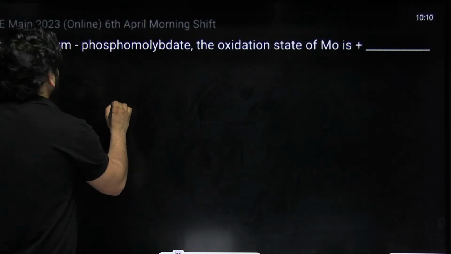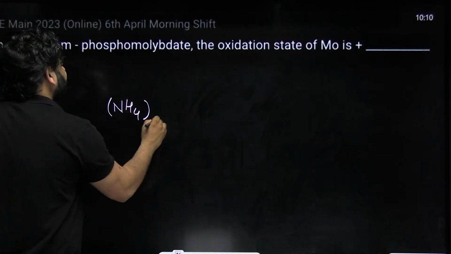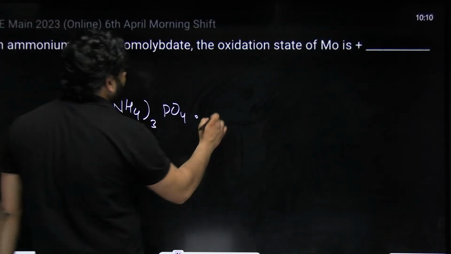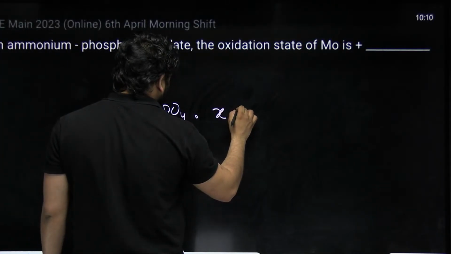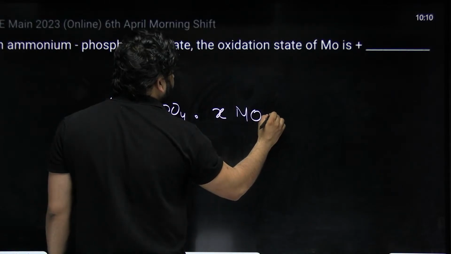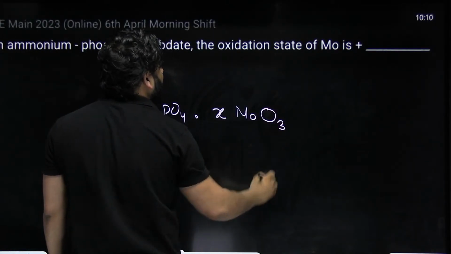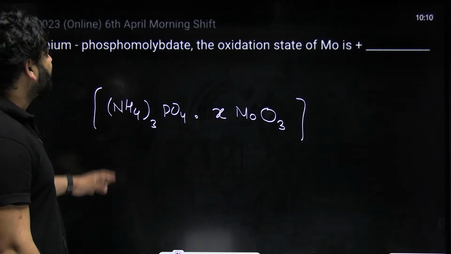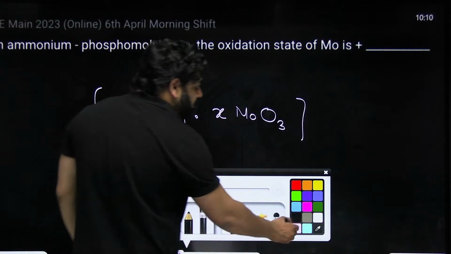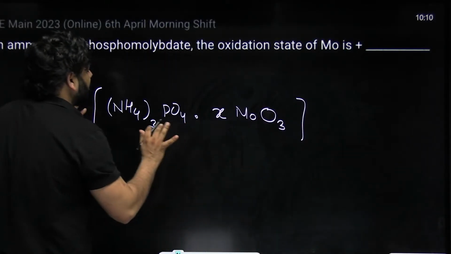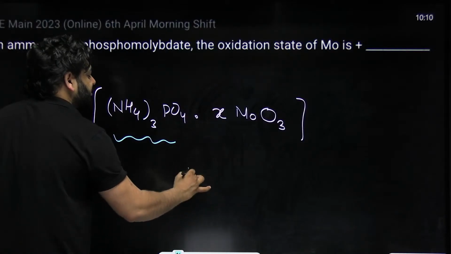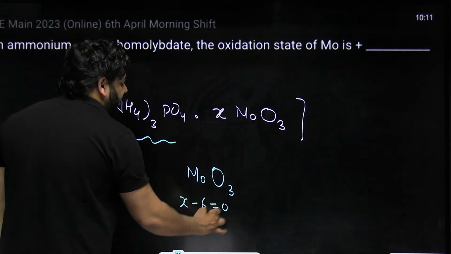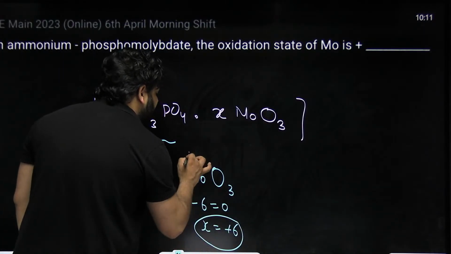Phosphomolybdate. So basically this is some ammonium phosphate. I am explaining the simplest formula here, with some units of molybdenum oxide, which is MoO3. So this is the formula of this compound called ammonium phosphomolybdate. More or less this is a double salt. Can't you see it's a double salt? So just remove this part and simply observe MoO3. So if we observe MoO3, x minus 6 is equal to 0, x comes up as +6. So this must have an oxidation state of +6.